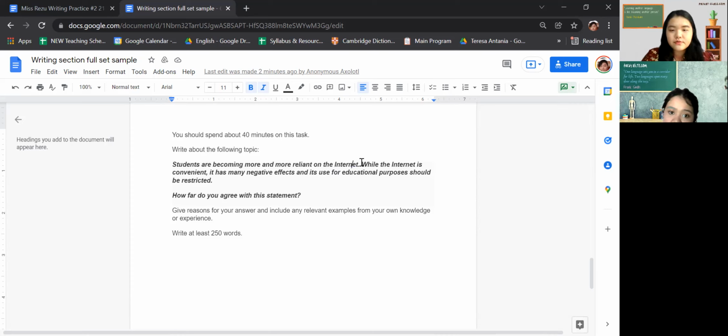Is it this one? "While the internet is convenient, it has many negative effects and its use for educational purposes should be restricted." Yes, this is the part that you have to agree or disagree with. But don't forget to include this too. You have to address all parts. Okay. Do you agree or disagree with this? Agree. Okay. Looking for the safest answer.